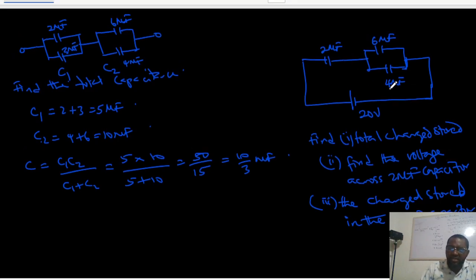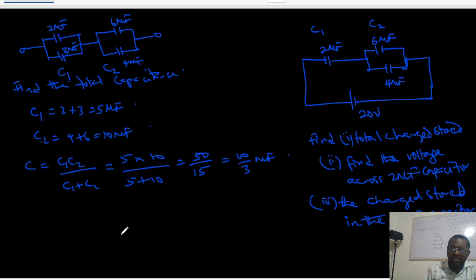Now, we have this circuit here, and the first question is to find the total charge stored. Of course, in order to find the total charge stored, I must find the total capacitance. And just like I told you, this guy is in series with this parallel combination. So I can call this guy C1. This parallel combination altogether, I can call C2. I group them as one. It's easier for me.